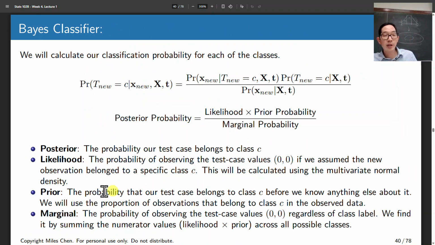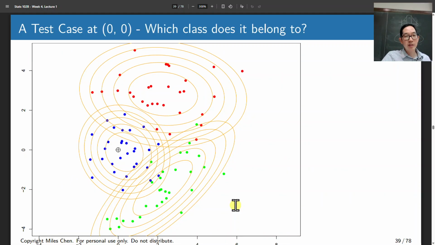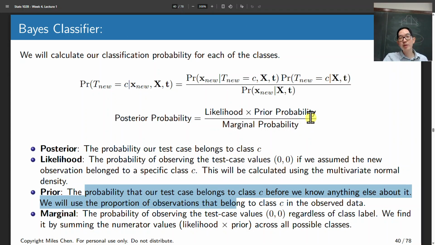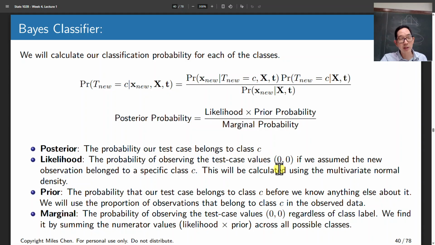The prior probability is, if you didn't know anything, a third of our dots came from A, a third came from B, and a third came from C. So our prior probabilities are just going to be 1/3 for all of them. If you had some kind of class imbalance, and class A had more observations than some of the other classes, then you would adjust that in there as well. And then the marginal is, what's the probability of getting 0, 0 regardless of class label? We're going to just calculate the numerator across all of the possible classes there.